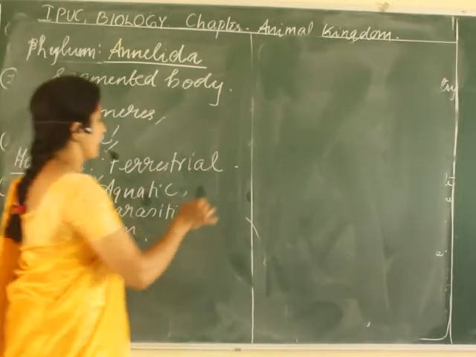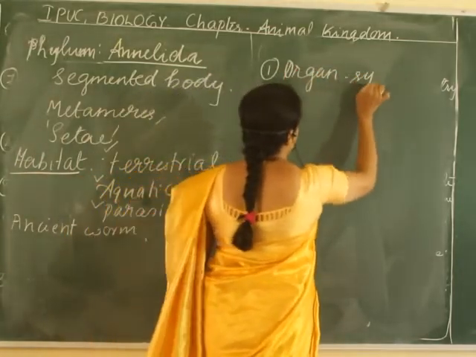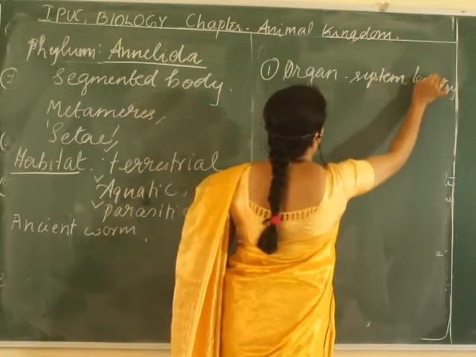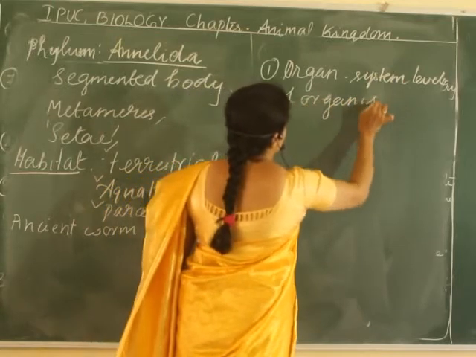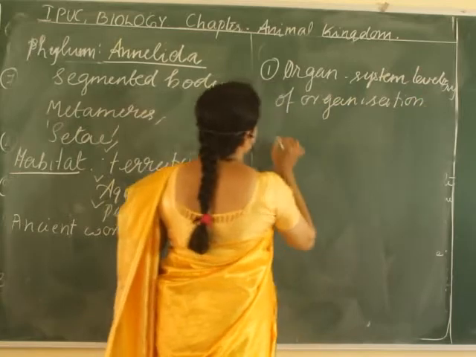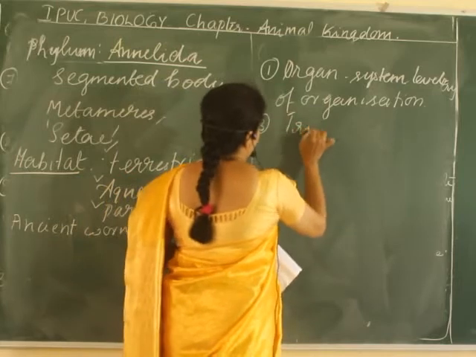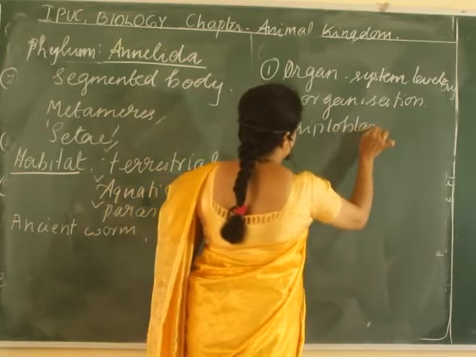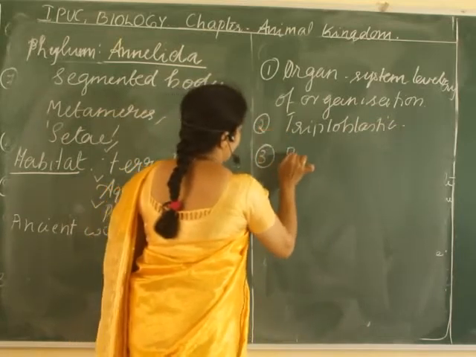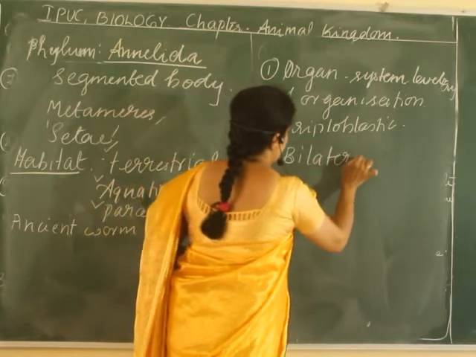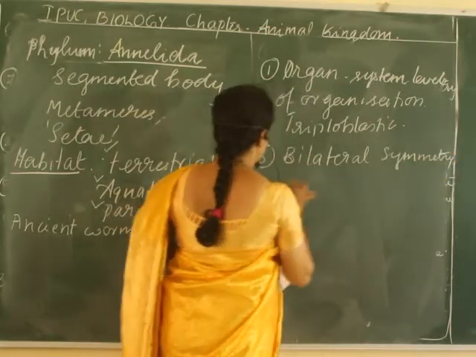Then let us understand their main characteristic features. Obviously they have the organ system level of organization. Do they have diploblastic or triploblastic organization? They are triploblastic in organization. Then bilateral symmetry; from Aschelminthes onwards, they have this bilateral symmetry.